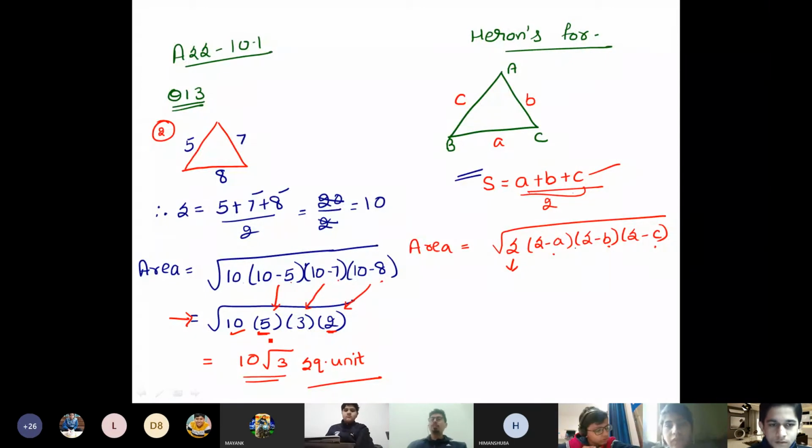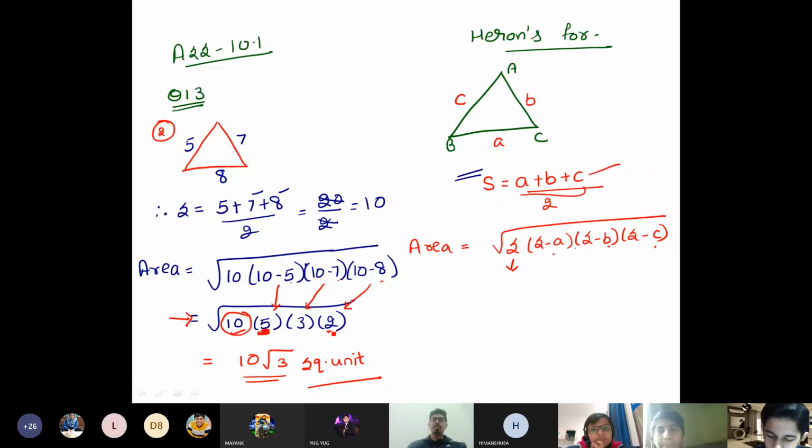Now to find out the square root, we have to make pairs of two numbers. See, this is 10, this 5 and this 2 will be 10. So 5 twos are 10. This 10 and this 10 make one pair, so the 10 will come out. The only number left inside the root is 3. So the answer will be 10 root 3. And it's the area, so we have to put the unit also. That's why I have written 10 root 3 square unit. Is it clear now?